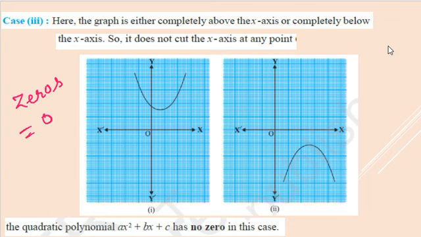So if the curve is not touching or cutting or intersecting the x-axis, there is no zero. But if it touches or intersects points on the x-axis, then you can calculate one zero or two zeros. You can see that according to the graph. If you practice more you will understand this, as many graphs are given in your book. So can you conclude it? The quadratic polynomial x² + bx + c has no zero in this case.